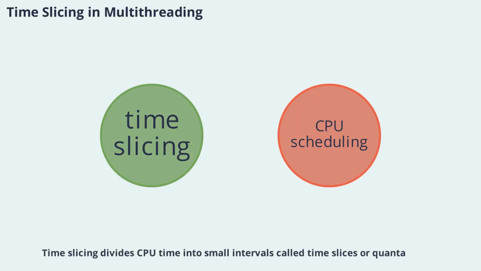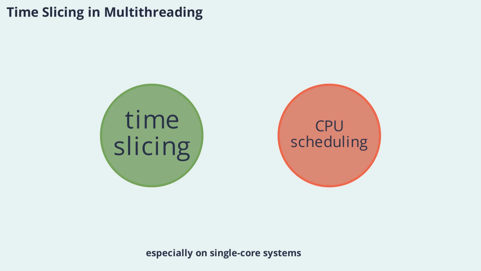Time slicing divides CPU time into small intervals called time slices or quanta. The OS scheduler allocates these slices to different processes and threads, ensuring each gets a fair share of CPU time. This prevents any single process or thread from monopolizing the CPU, improving responsiveness and enabling concurrent execution. Time slicing is fundamental to multitasking and multithreading, especially on single-core systems.